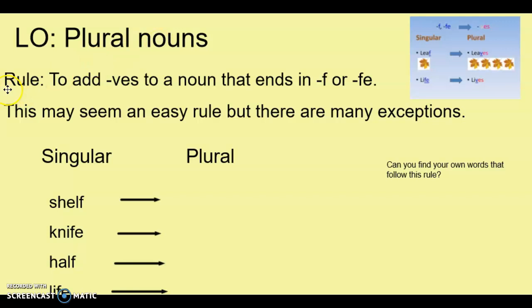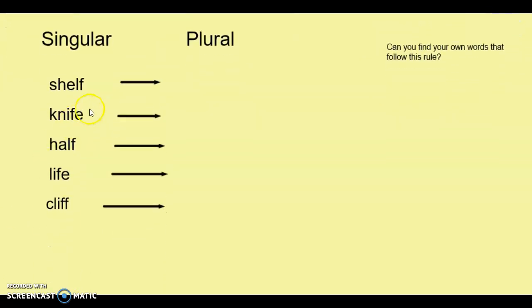So the rule we're going to be looking at is when a singular noun ends in F or FE, then when we turn it into plural, we add the ending VES. So we're looking at the rule to add VES to a noun that ends in F or FE. Here I have a list of singular nouns: shelf, knife, half, life, and cliff.